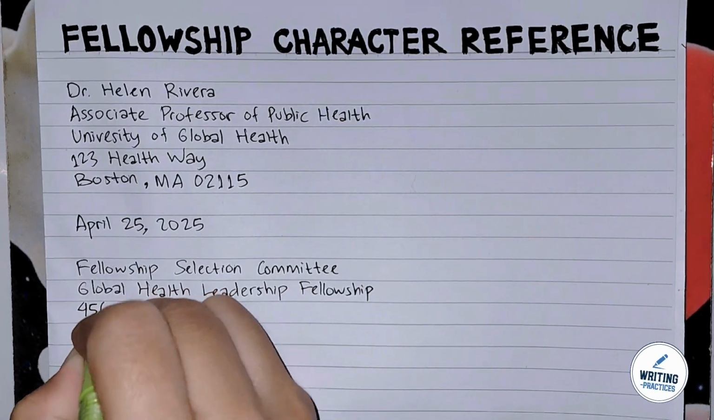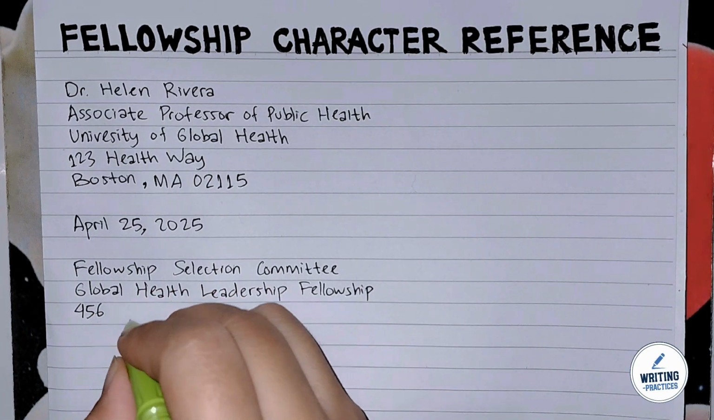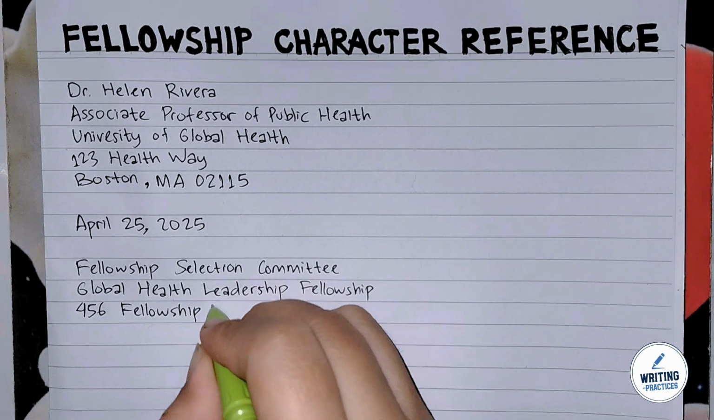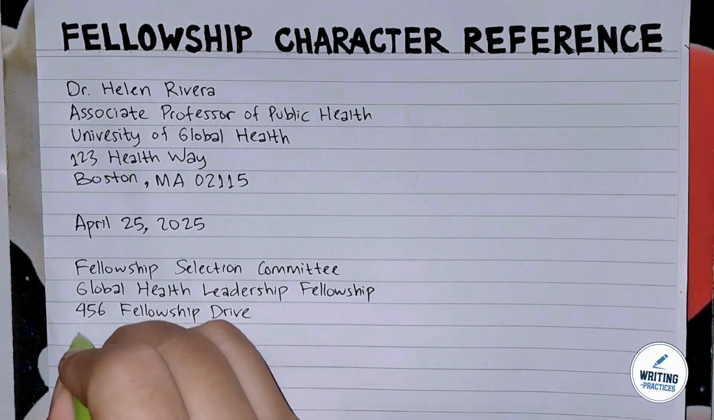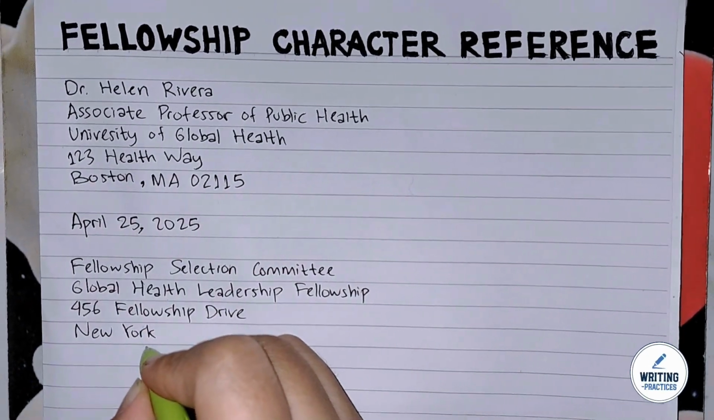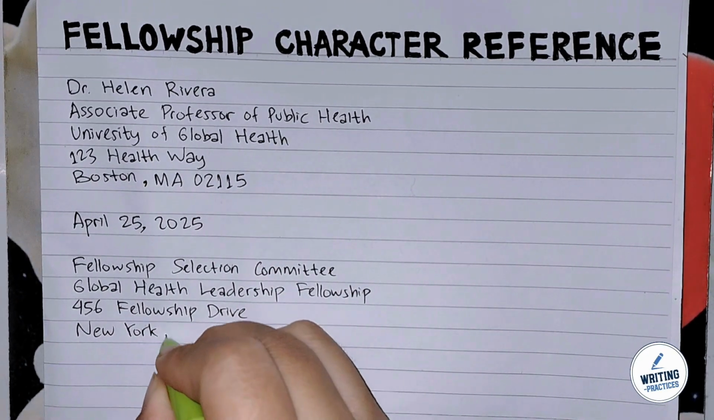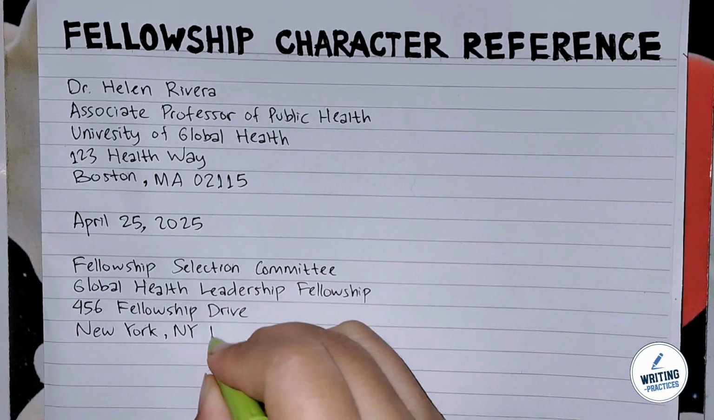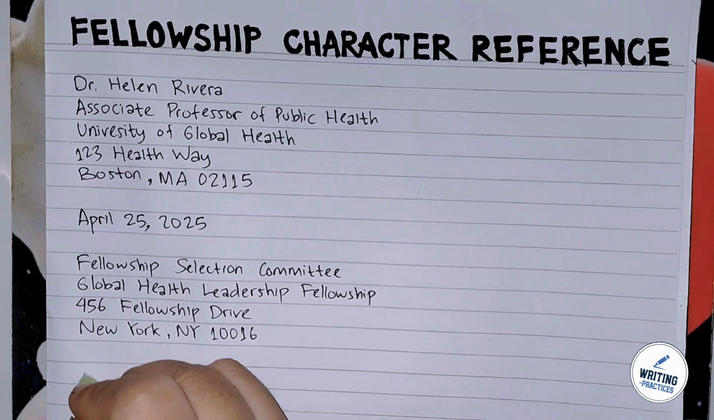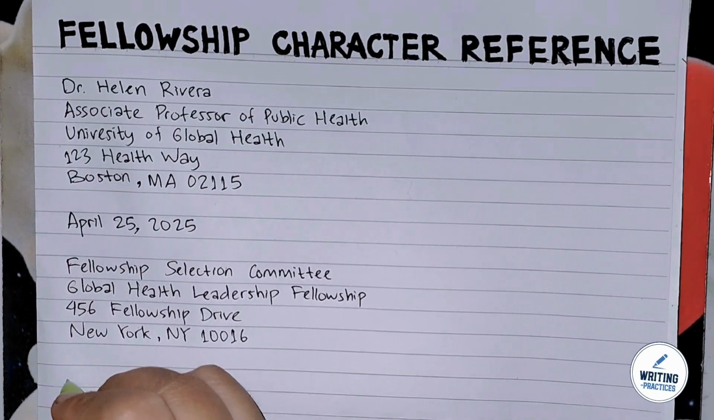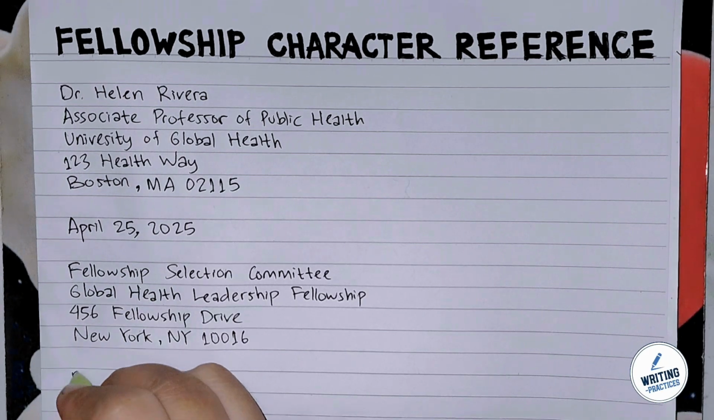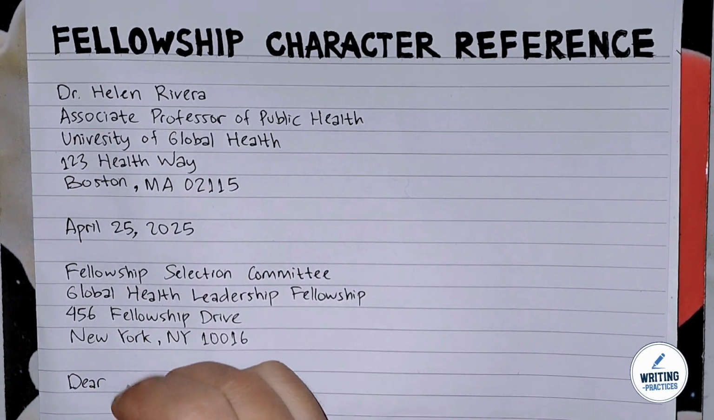And then, write the recipient's information. It is usually for the organization or committee that will receive the letter. Therefore, you can write the full name of the committee, or individual if known. Write also the name of the fellowship program. And under it, write the full address, by mentioning the number, street name, city, state, and zip code. You can also write the subject line, but it is optional. Simply, you can write character reference letter for, followed by the applicant's full name.